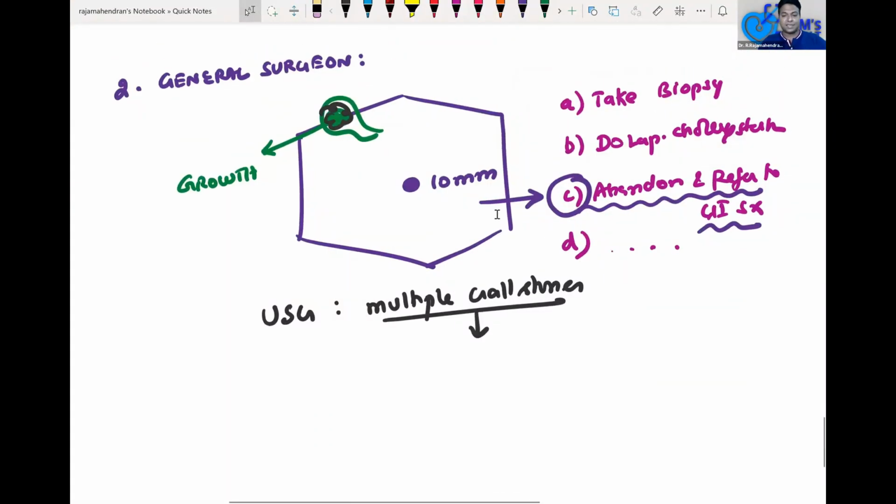You should refer to a GI surgeon. So number 3, the same question. Number 3, the same scenario, but you are already a hepatobiliary pancreatic surgeon experienced with liver resection.